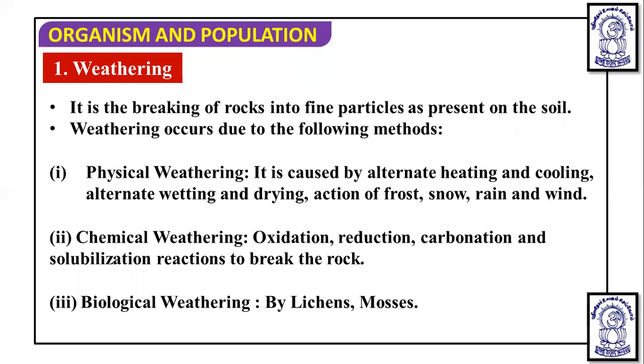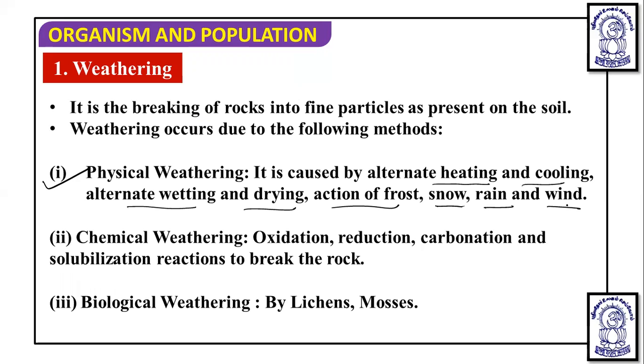And this breakdown, or this weathering, occurs due to different methods. It is of three types: physical weathering, chemical weathering, and biological weathering. In physical weathering, the breakdown of rock is caused by alternate heating and cooling, alternate wetting and drying, and the action of frost, snow, rain, and wind.